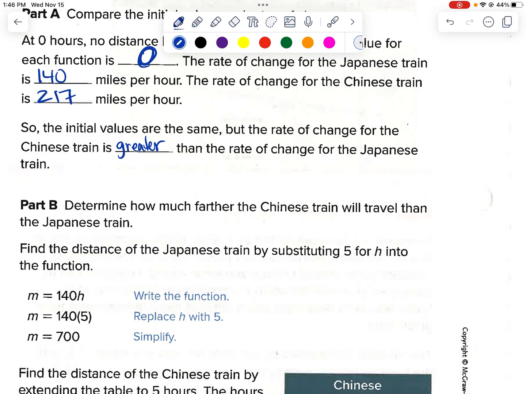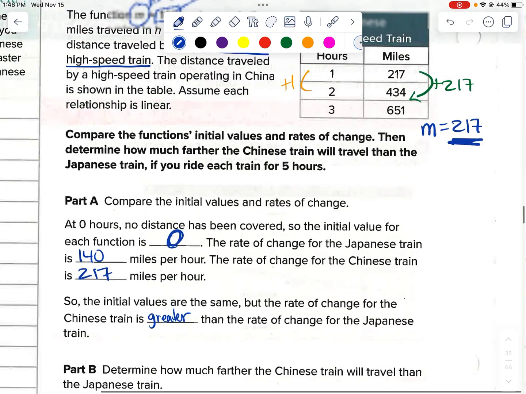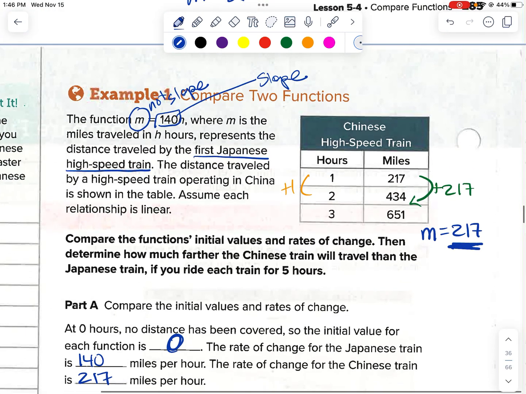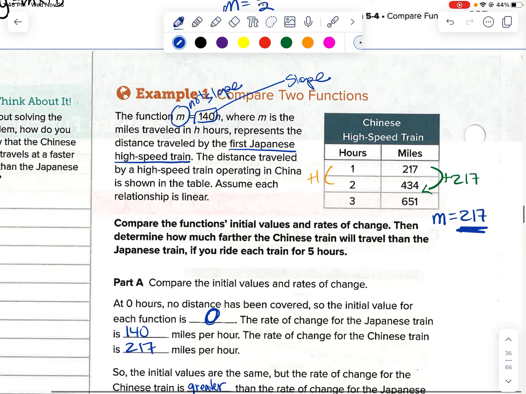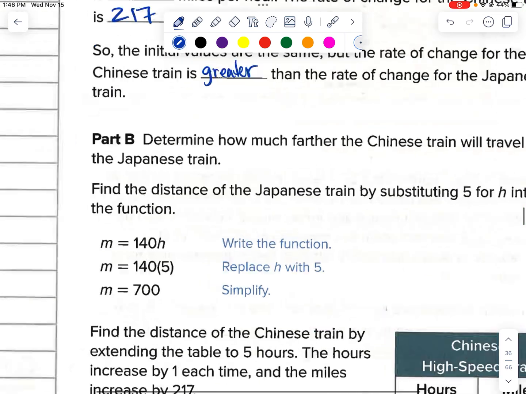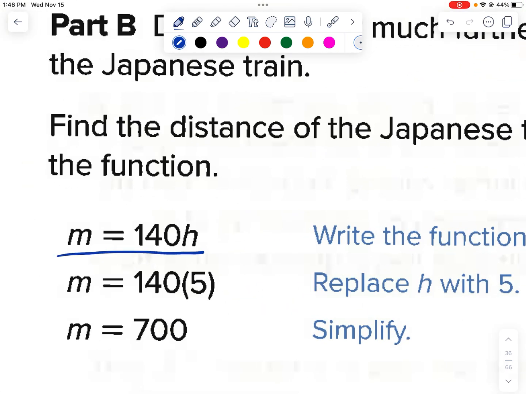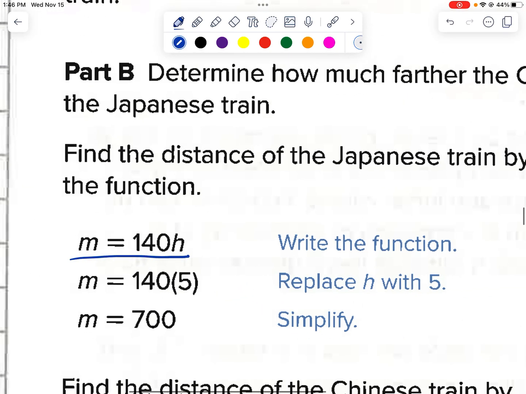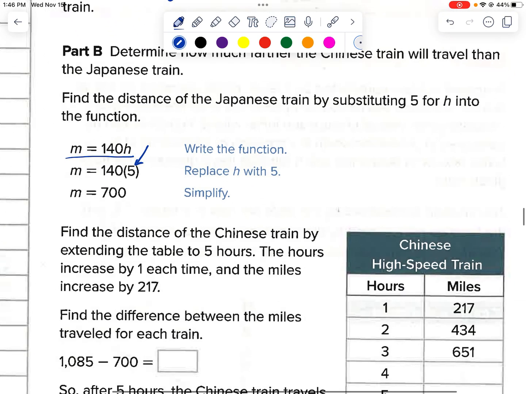Determine how much farther the Chinese train will travel than the Japanese train. Find the distance of the Japanese train by substituting 5. So up here, they gave us the equation m equals 140h. That's where this came in right here. It wants 5 hours, so you plug in the 5 hours and you get 700.